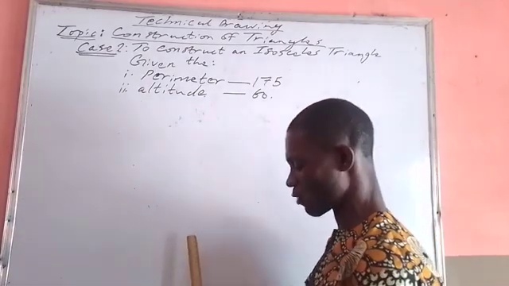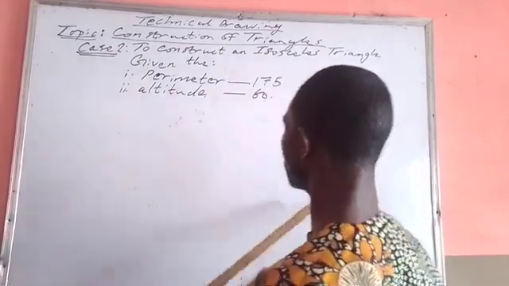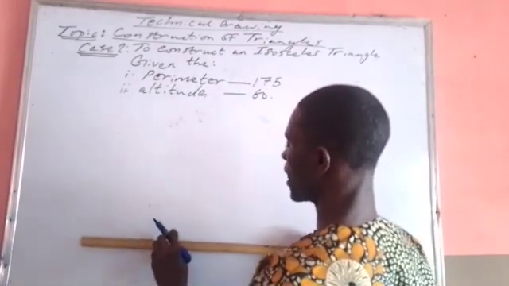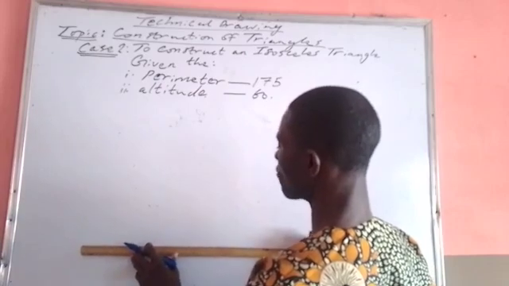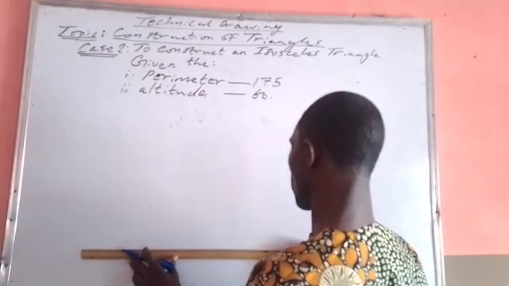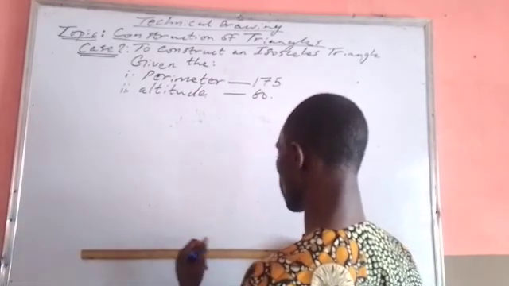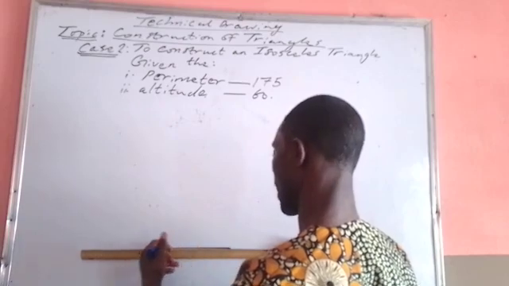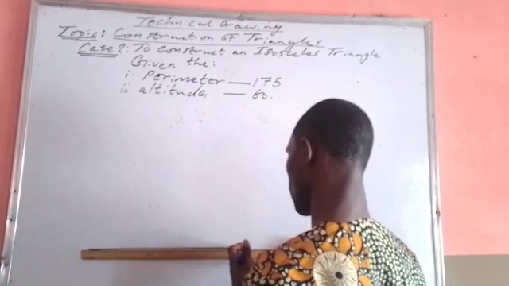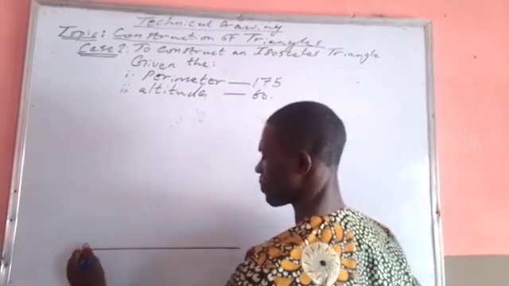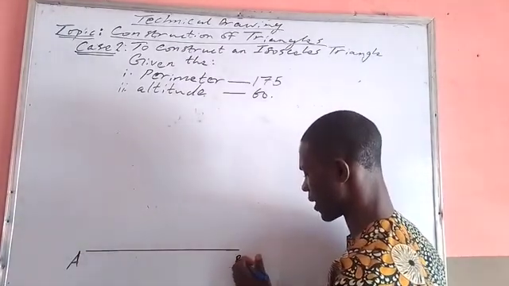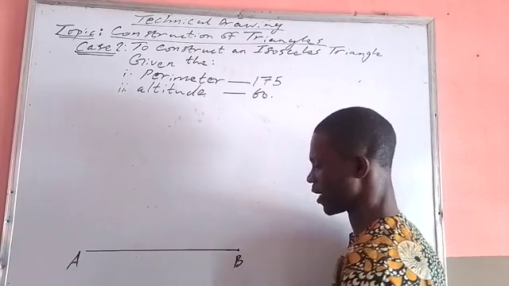What we have to do first is to divide this 175 by 2, and that will give us 87.5. So we are going to draw a horizontal line of length 87.5. So we draw this line. I will take it like this. Okay, I'm going to label this line AB. So we have this to be line AB.